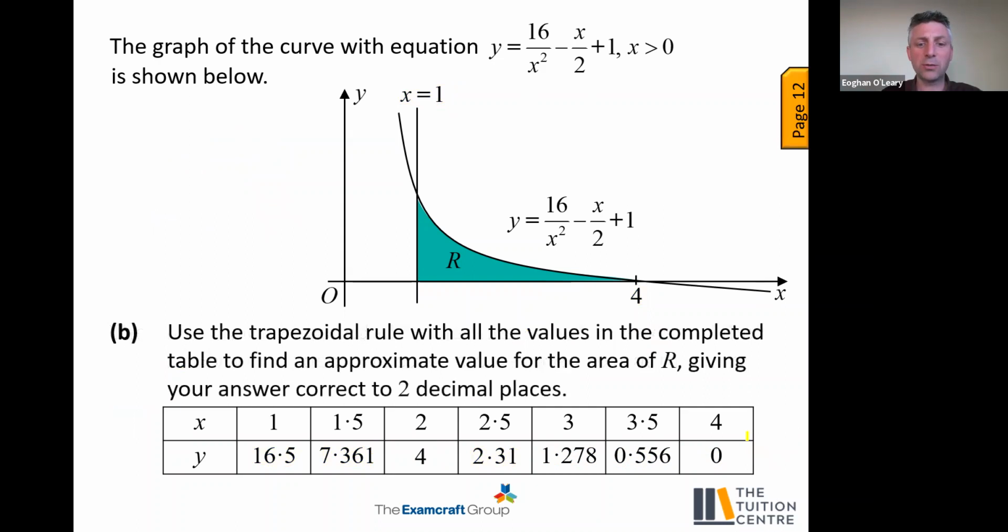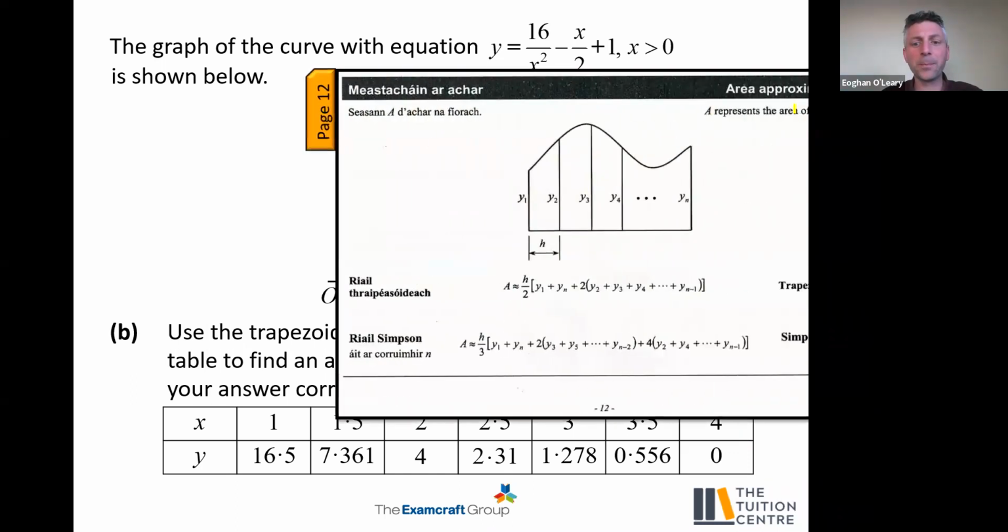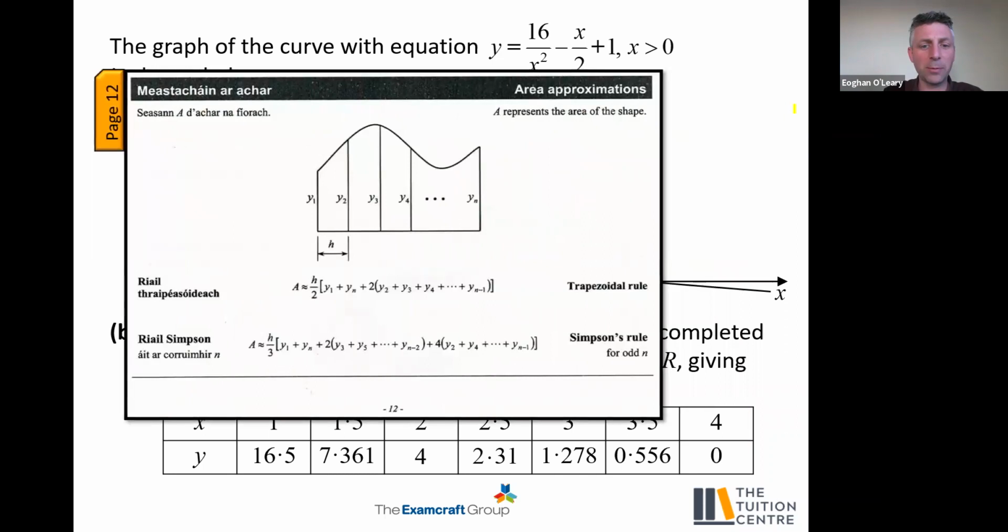We're now to use the trapezoidal rule, using these values in the completed table, to find the approximate value for the area of R, giving your answer correct to 2 decimal places. So on page 12 of the table book, we'll see our trapezoidal rule. So it says the area is approximately equal to h over 2.